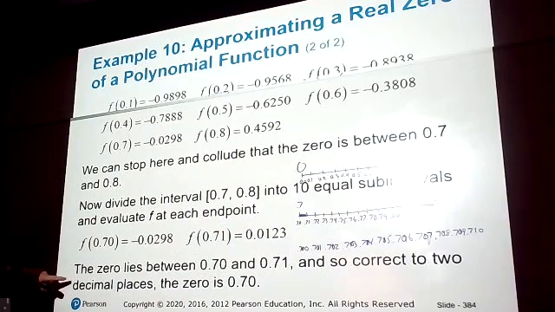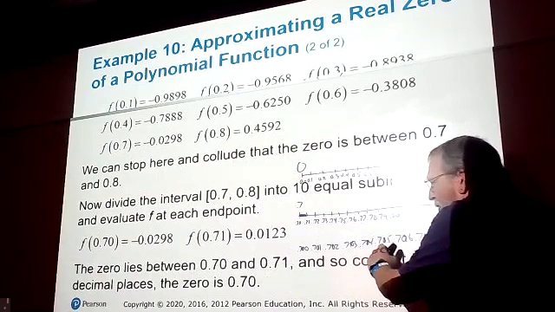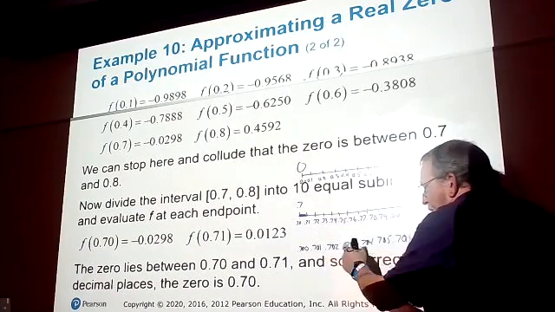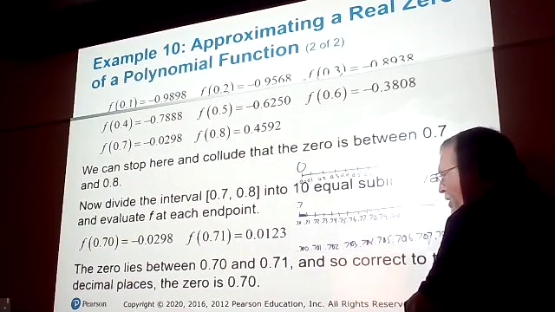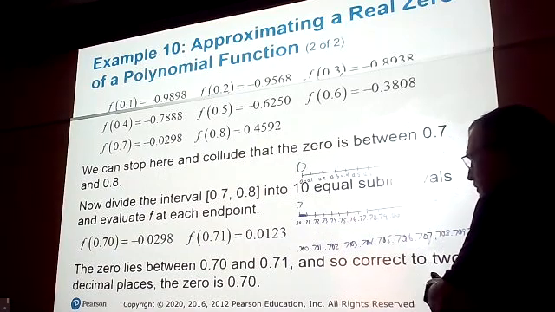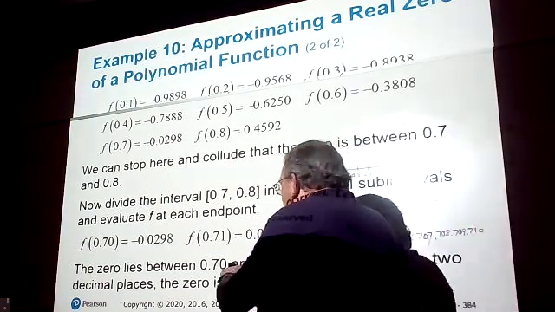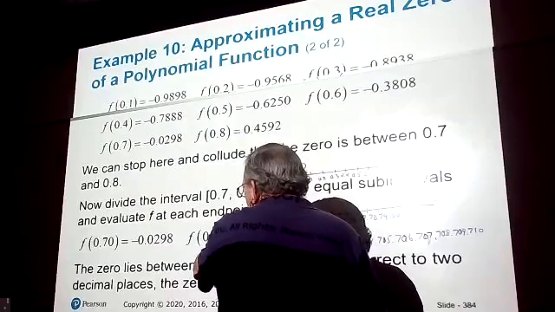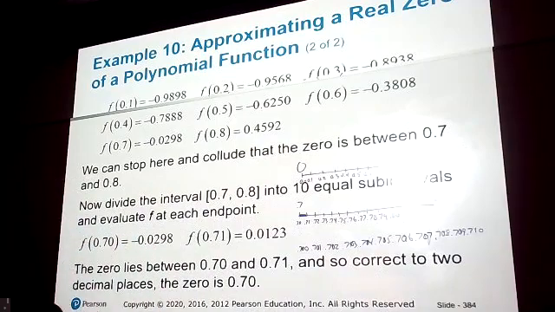Okay. So I would check to see when it changes sign, because then it's going to be either closer to 0.70 or 0.71. I would go another level. If I was just looking at one decimal place, then 0.7 would work because the sign change happened before 0.75. Okay.